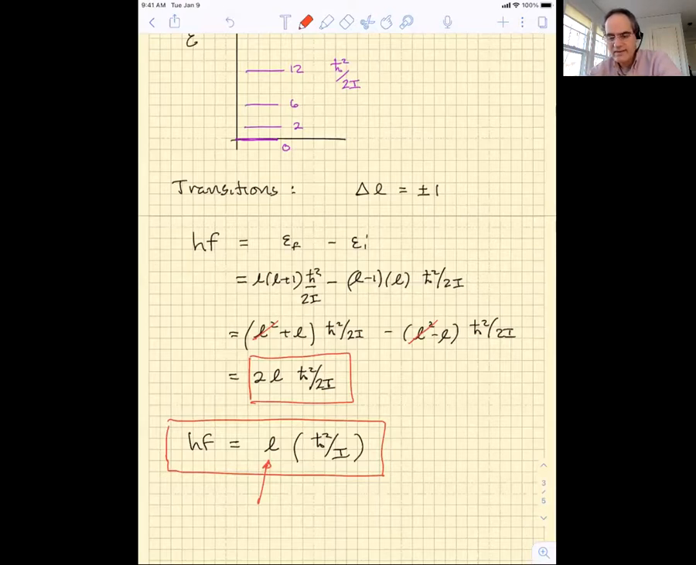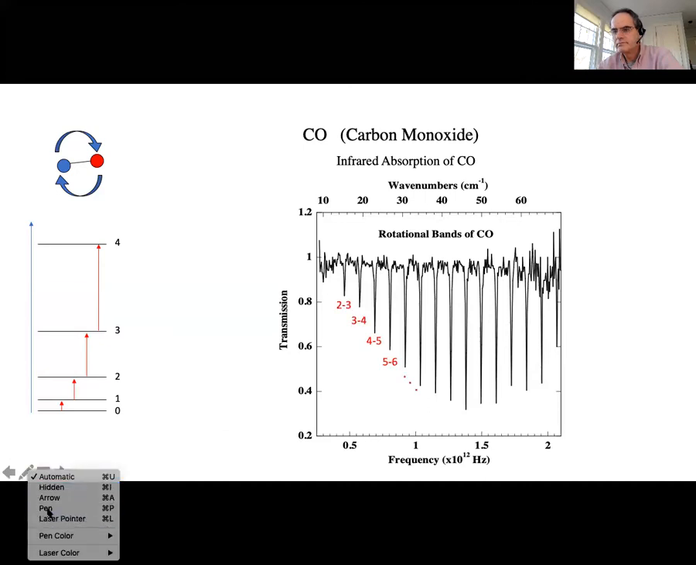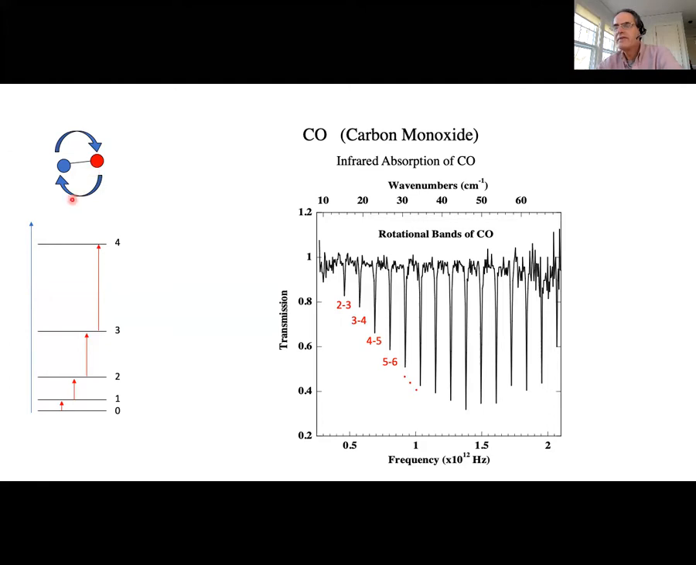Here, let's take a look at some data. Let me get my laser pointer here. There we are. So in this case, our rigid rotor is just a carbon monoxide molecule. So it has an oxygen atom bonded to a carbon atom, okay? And this is an excellent approximation of a rigid rotor. The energy states for this system look like this, okay?